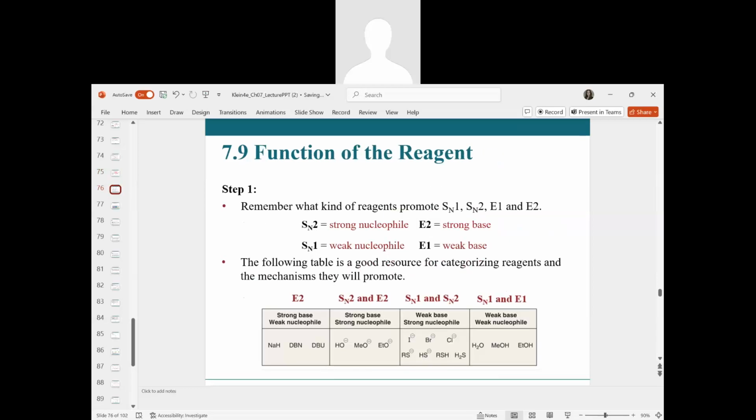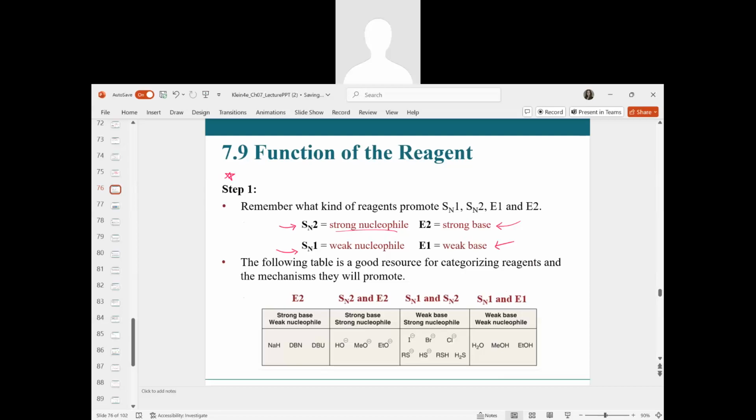In step 1, again, we're going to look at the function of our reagent. We know that with SN2 reactions, we require a strong nucleophile, and with E2 reactions, we require a strong base. Whereas with SN1, we can utilize a weak nucleophile, and with E1, similarly, a weak base can be utilized.